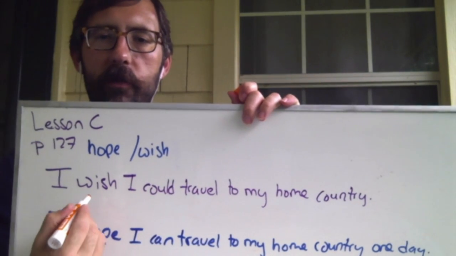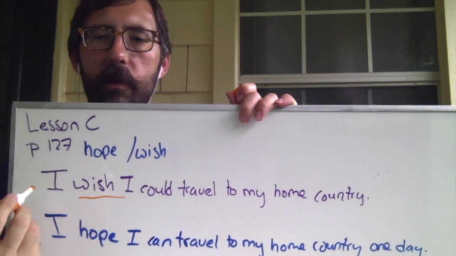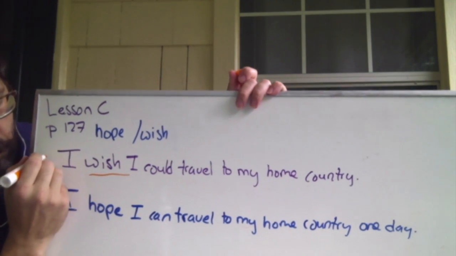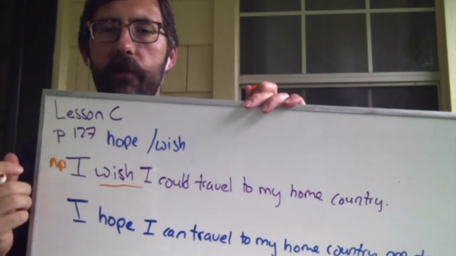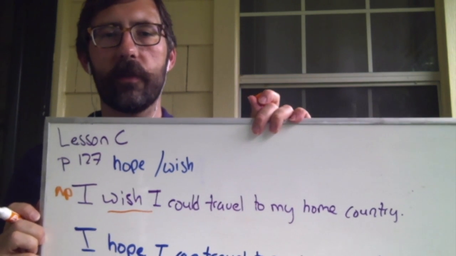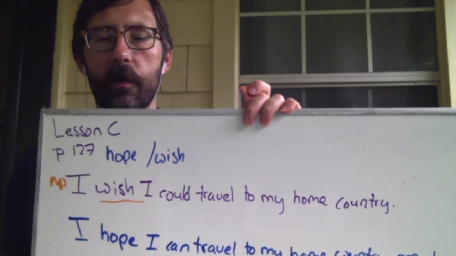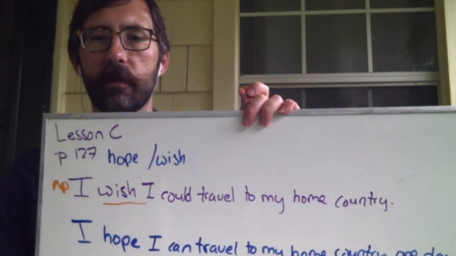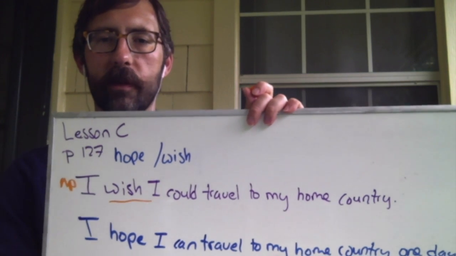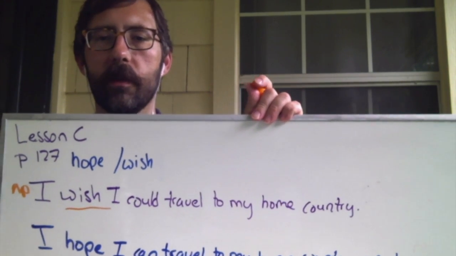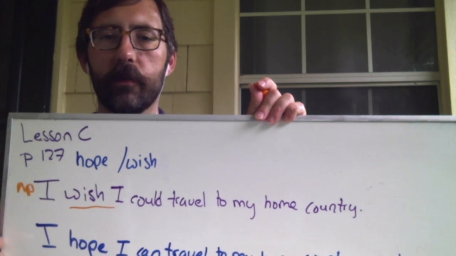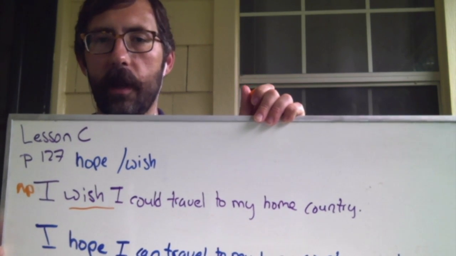And so we use wish for something that is not possible. I wish I could travel to my home country. That is our first example, an example of something not possible. Our second example is, I hope I can travel to my home country one day.